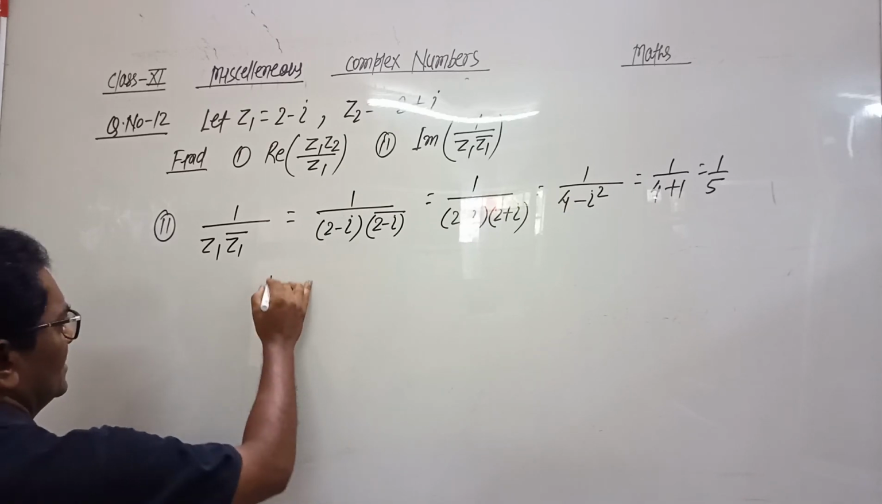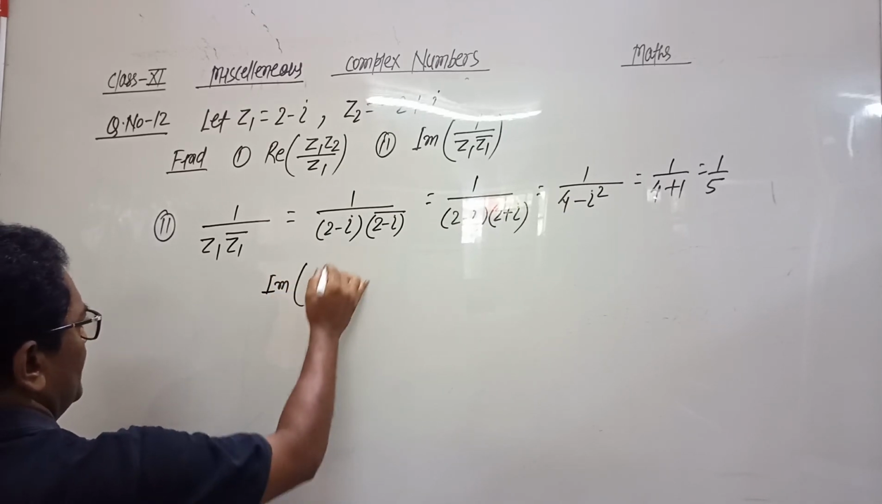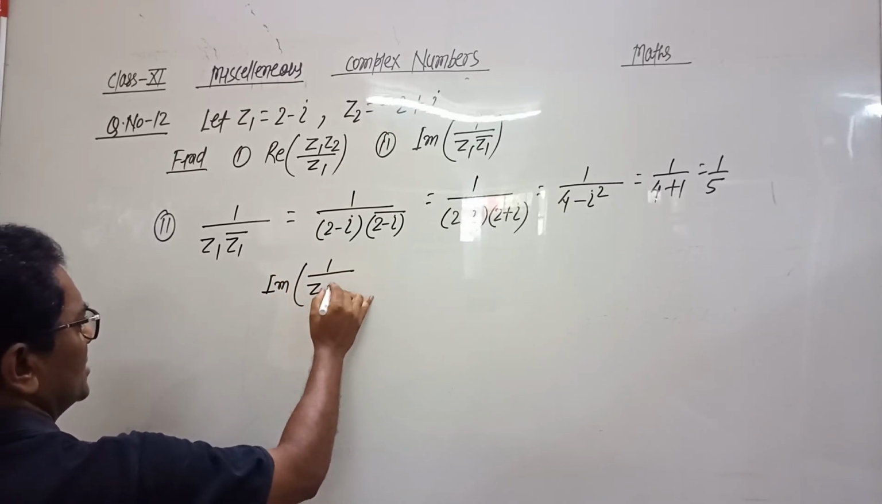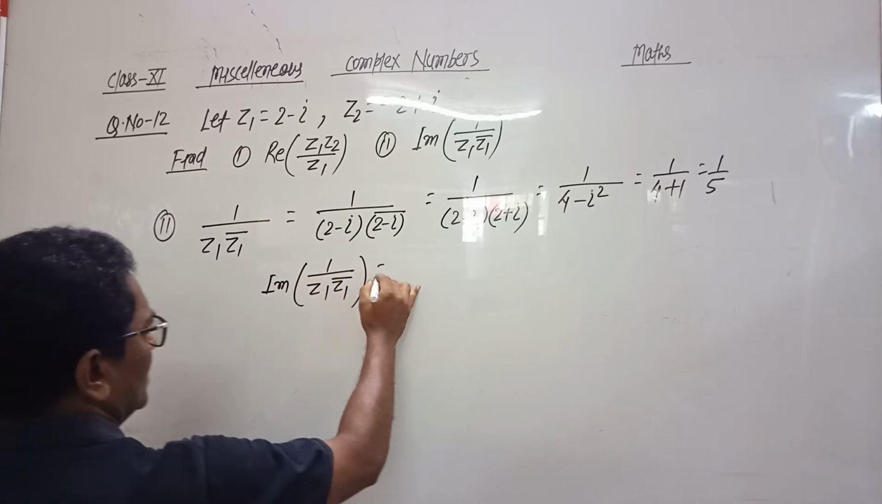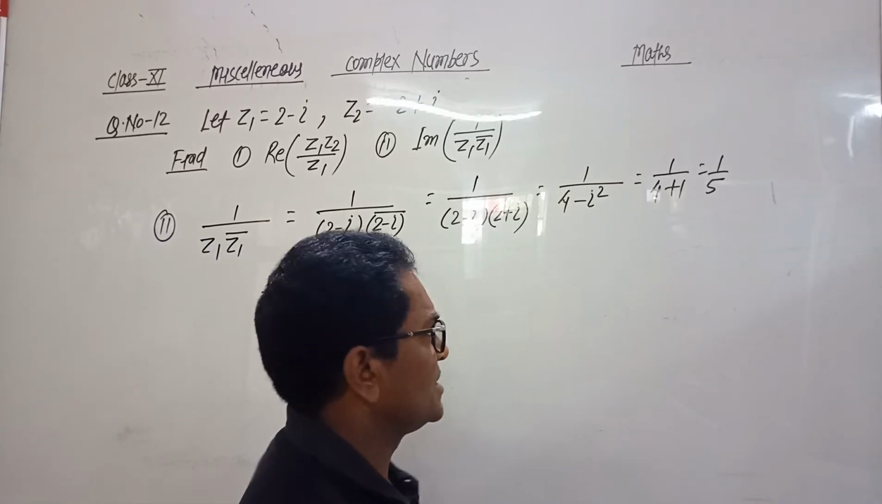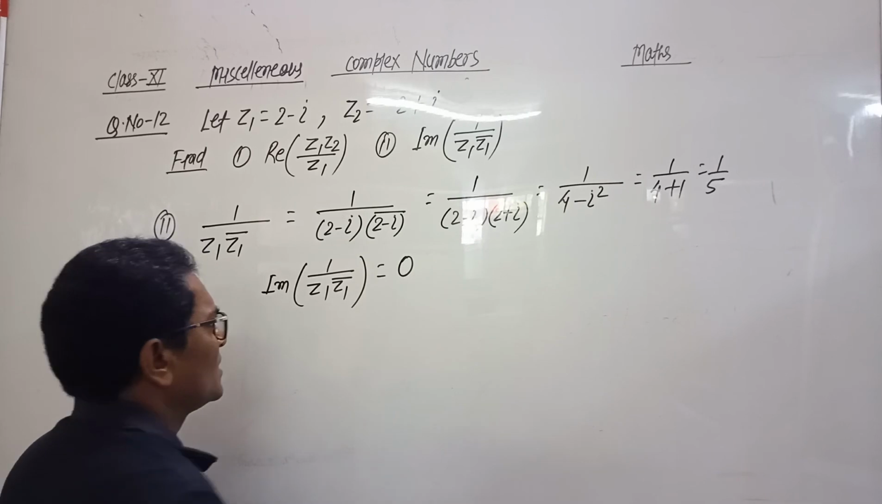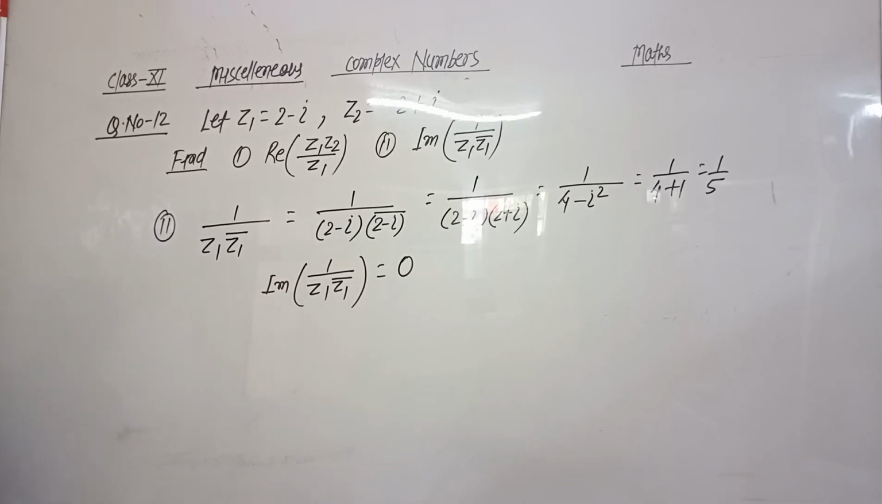Then we have to find the imaginary part of 1 by Z1 into Z1 bar. So its imaginary part is 0. So the result is 0. Now question number 13.